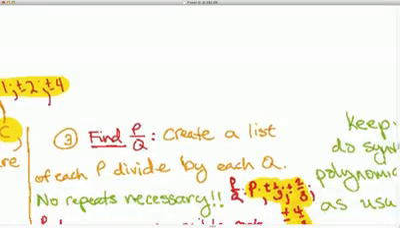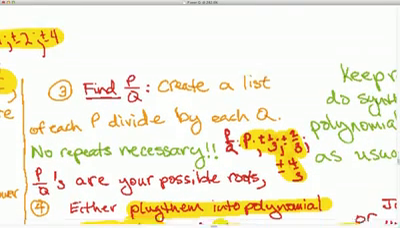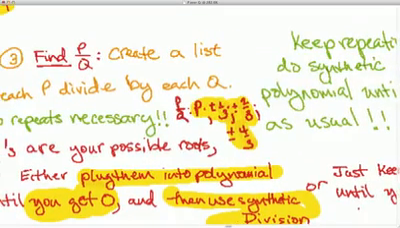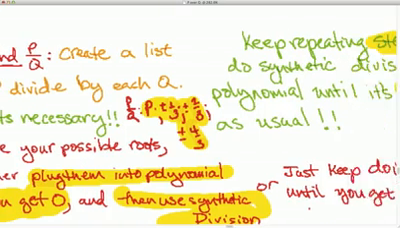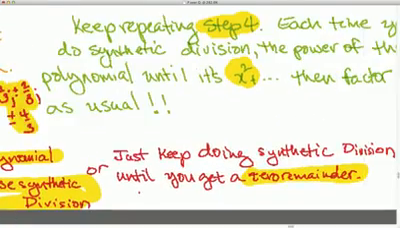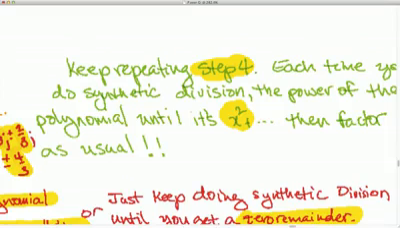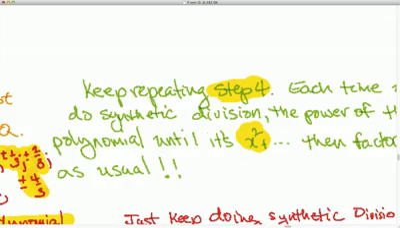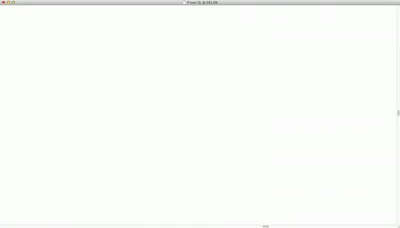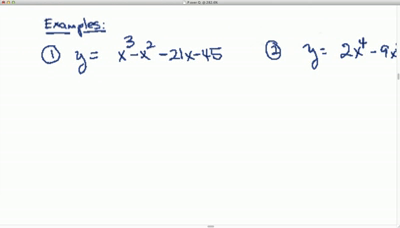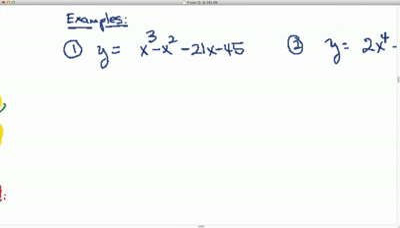These are your candidates for your roots, and then you're going to either plug in until you get 0 using the factoring theorem and then use synthetic division, or just keep doing synthetic division with these possible P's over Q's as your roots until you get a 0 remainder. Either way, you keep doing synthetic division until you get to a quadratic equation, then you factor like you've been factoring for a while. So let's look at these two examples here.